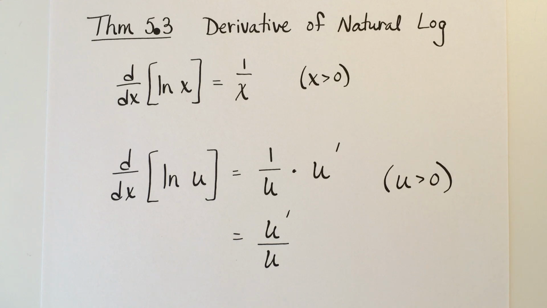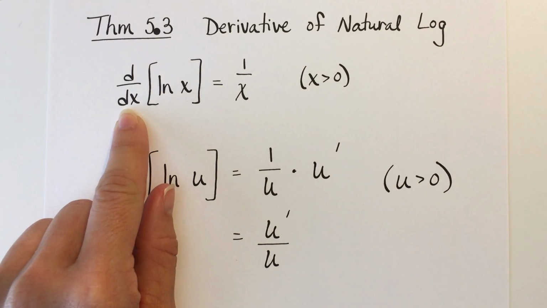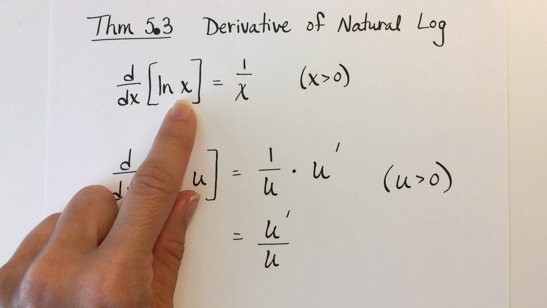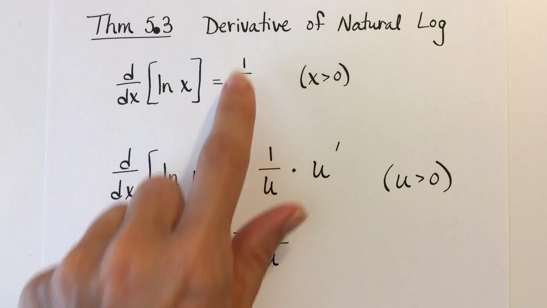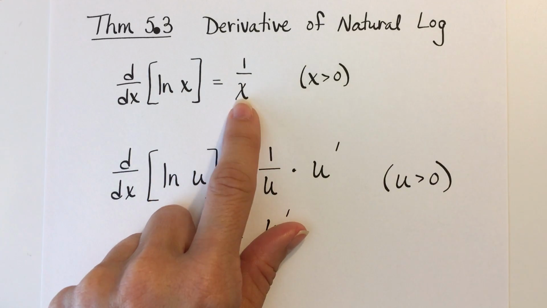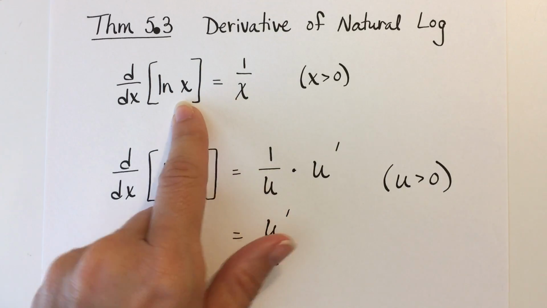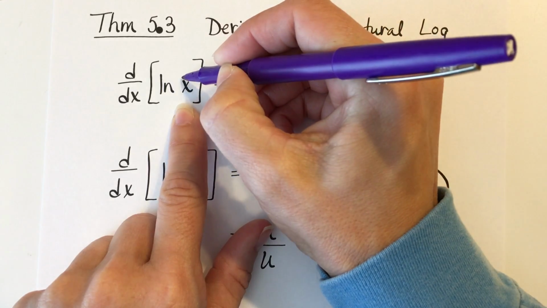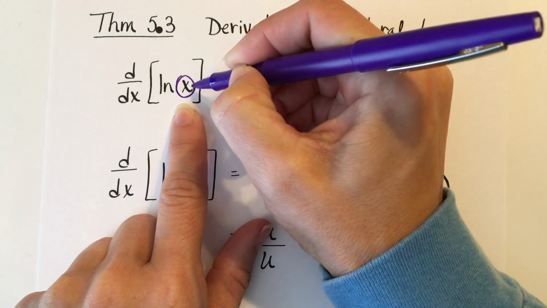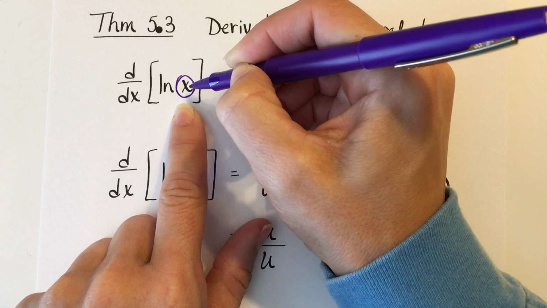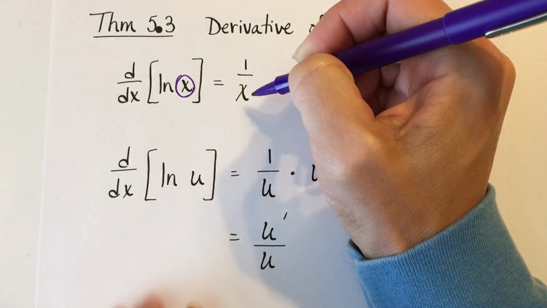Okay, now getting into your derivative rules for natural log. So the first one, you're asked to take the derivative with respect to x of the natural log of x. Then that's going to be 1 over x. So this is the derivative of this, okay? Now, this rule is only applying to when you have exactly an x here in your argument, okay? Then it will be 1 over x.